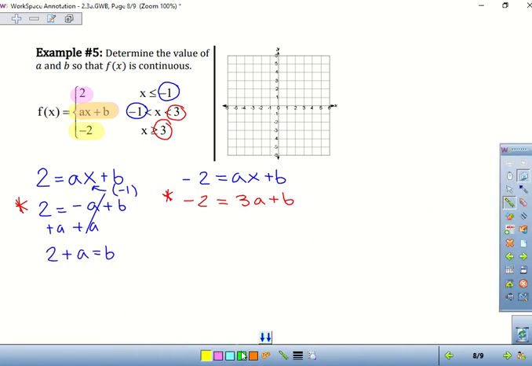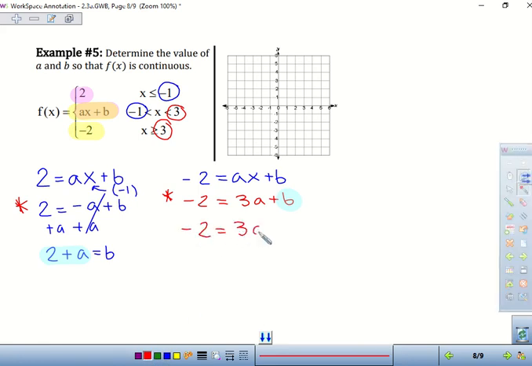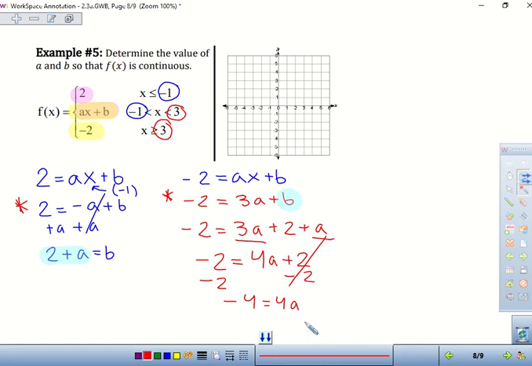Now that I know what b is equal to, I can take the other function and plug in for b. So that's going to give me -2 equals 3a plus 2 plus a. And then I can just combine like terms, right? What's 3a plus a? Good. And then I would do what to solve? Subtract, which gives me negative 4 equals 4a, which means a equals -1.